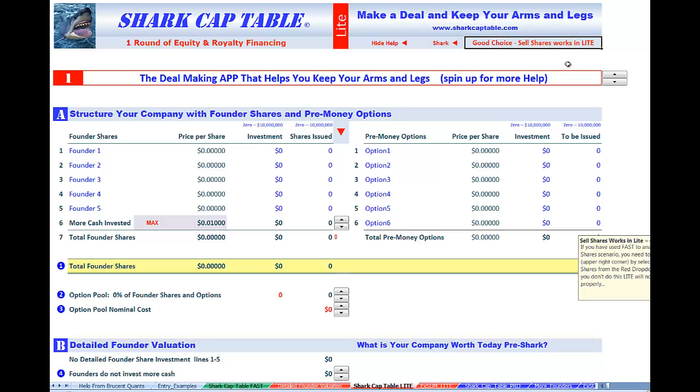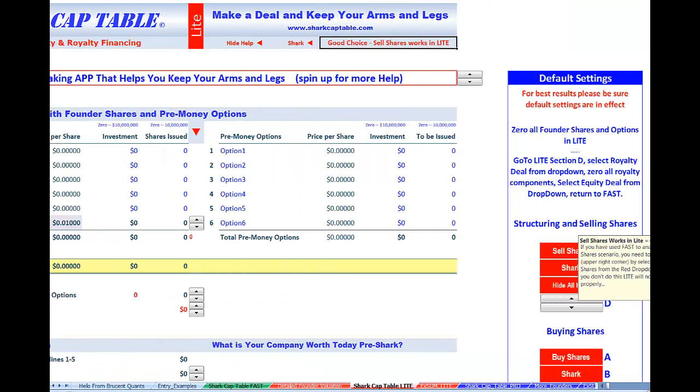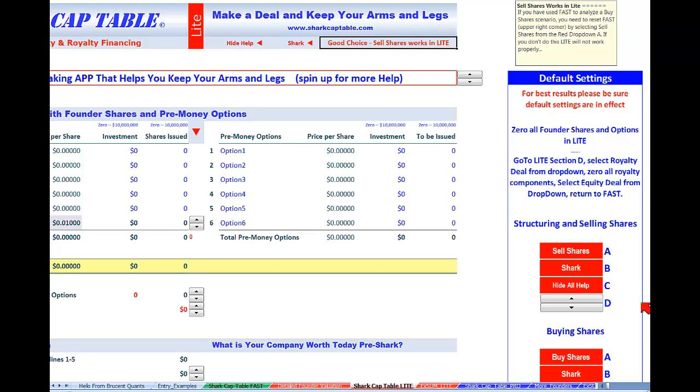If it says good choice, sell shares, works in LITE, that's good. If you see anything else, follow the instructions. For example, I'm going to move this up here. These are the default settings. Read these. The key issue is that when you have LITE working, it communicates with FAST, and FAST needs to show sell shares, show the shark, and hide all help.